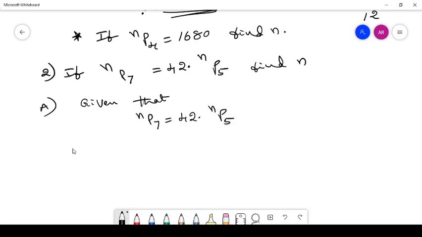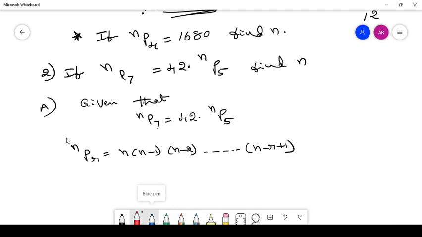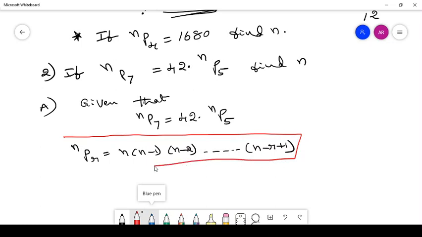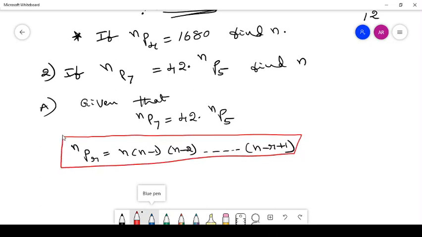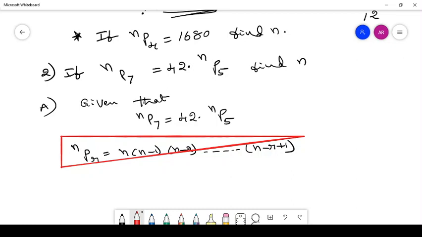But we know the result for nPr. What is the result? n into (n minus 1) into (n minus 2) into up to (n minus r plus 1). You know the result. Now use this result in the previous question.